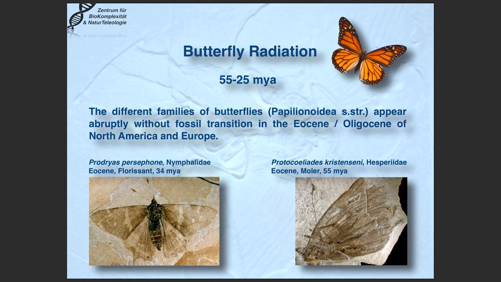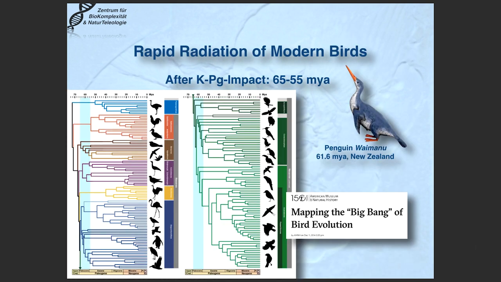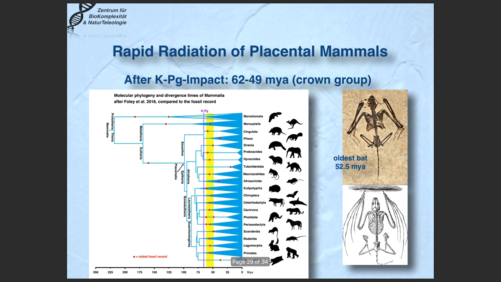Same with butterflies. They appear out of nothing in the Paleogene without precursors in different families, already modern representatives of modern families. The same you find in modern birds after the Cretaceous mass extinction event, and the same with mammals. And if you look at modern mammal orders, that would be groups like elephants and artiodactyls and whales and carnivores and so on and primates. This is the most modern molecular phylogenetic tree of mammals. The time axis, the dating is based on a molecular clock, the most modern ones use a relaxed clock with multiple fossil calibration points.